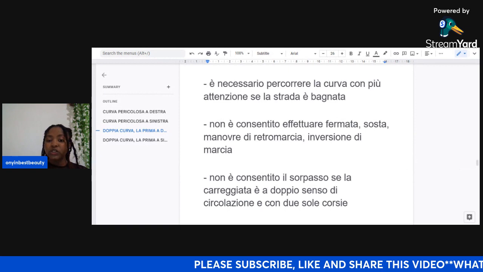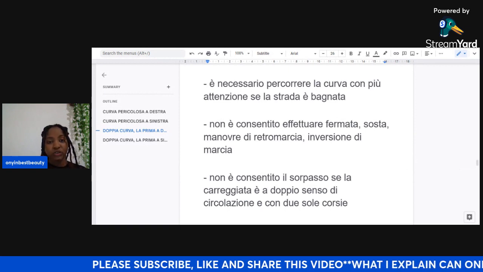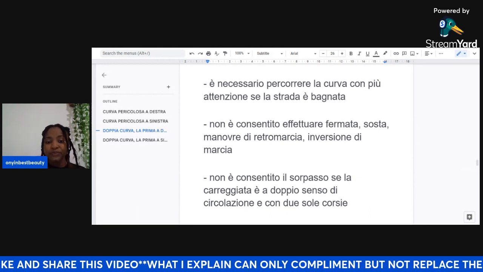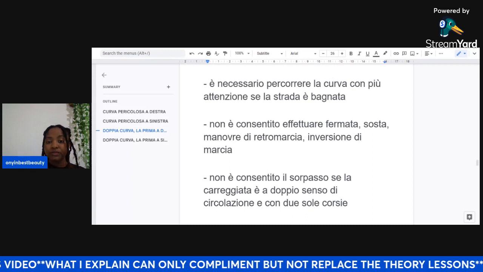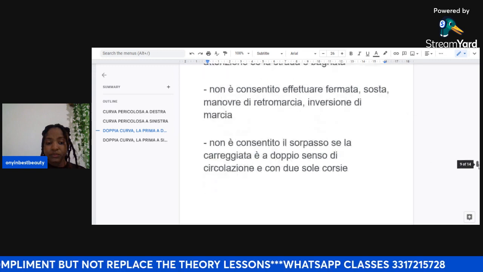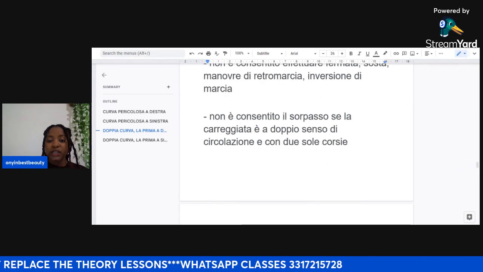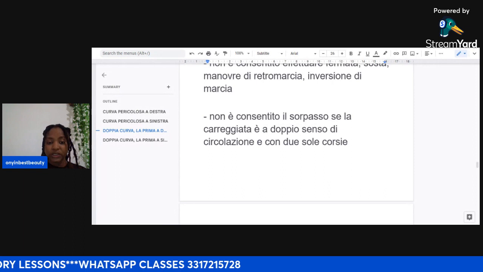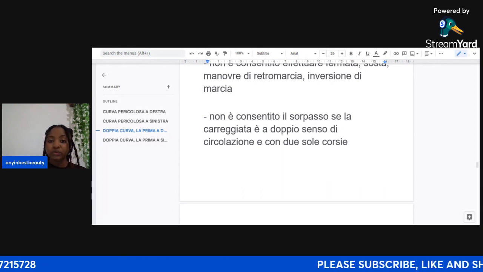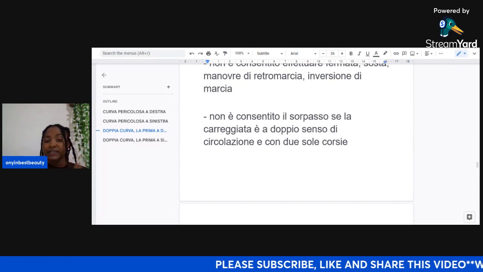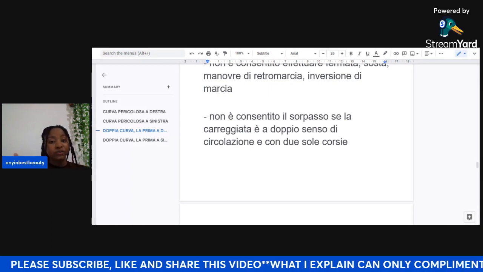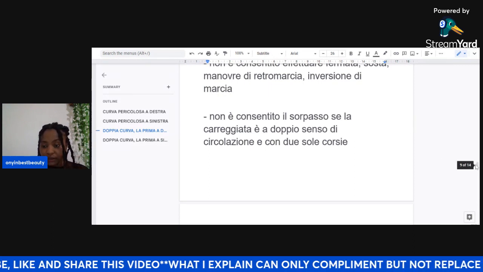Non è consentito effettuare fermata, sosta, manovra di retromarcia, inversione di marcia, four things you shouldn't do. You cannot stop, you cannot park, you cannot reverse, and you cannot do a U-turn on that kind of curva. Non è consentito il sorpasso se la carreggiata è a doppio senso di circolazione e con due sole corsie. So you're not allowed to overtake on this kind of road. If you meet this carriageway with only two lanes, one for those who are going, the other one used for those who are coming, when you find yourself on this kind of road, please do not overtake.